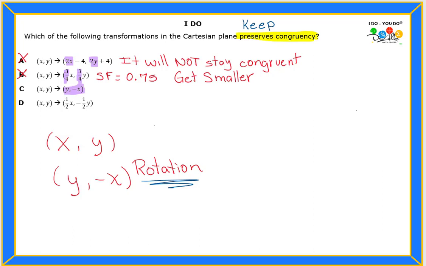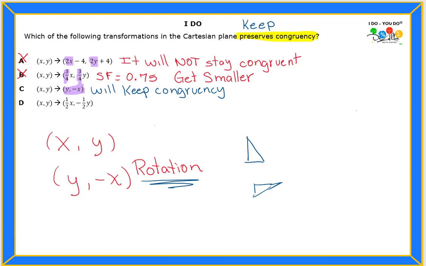Okay? So, for example, let's suppose I have this triangle. And if I want to rotate that, then it's going to be something like this. Right? Well, a little bit bigger than that, right? But that's basically what it is. It just keeps on going around and around, but it doesn't change the shape. So letter C will keep congruency, right? And that's what I'm looking for. I'm looking for something that will keep it.